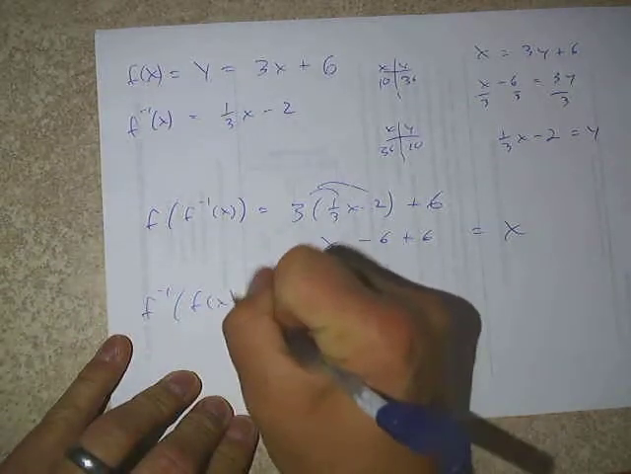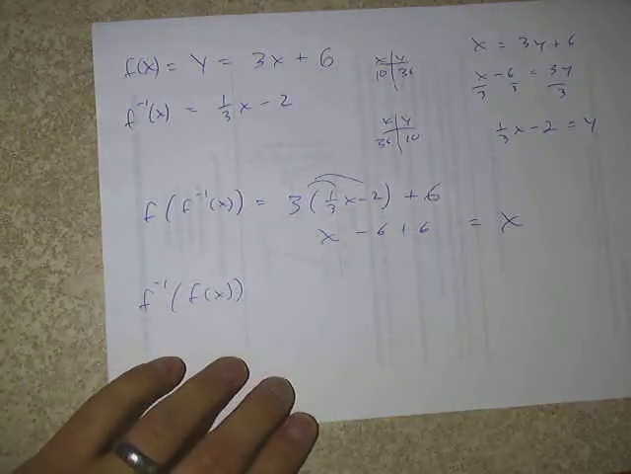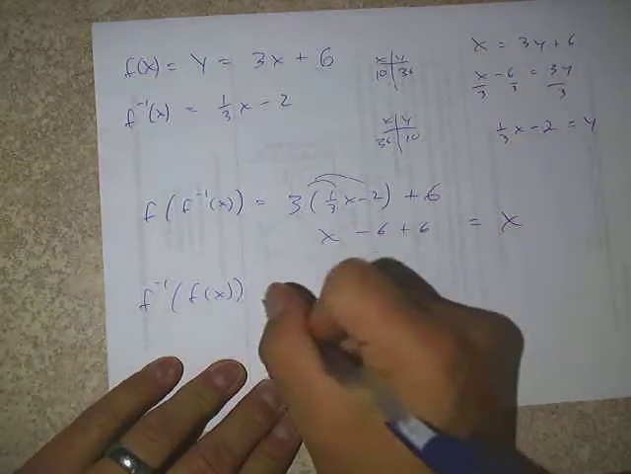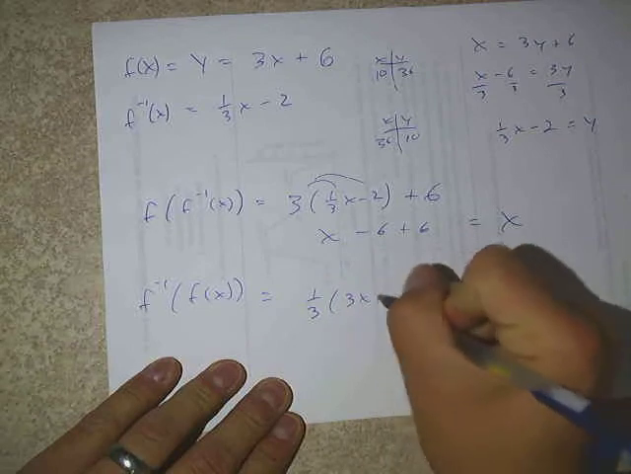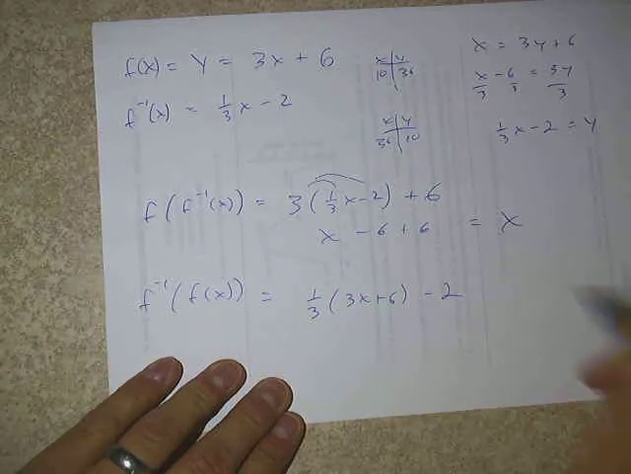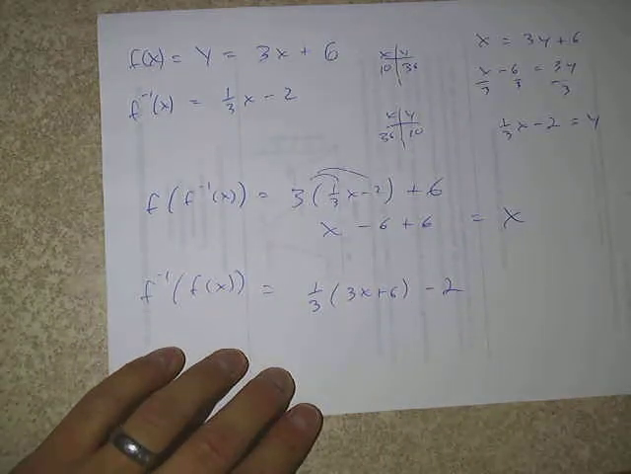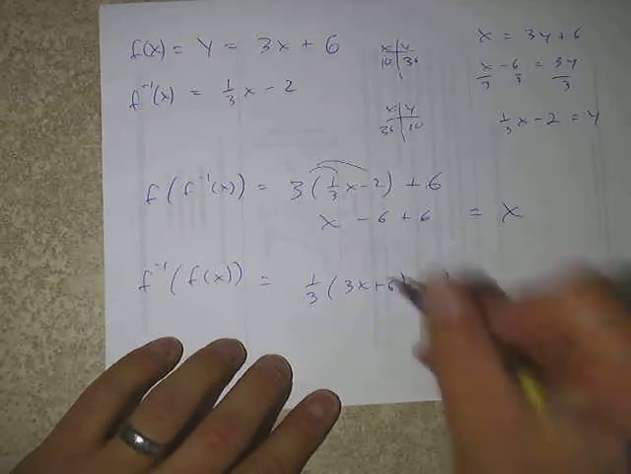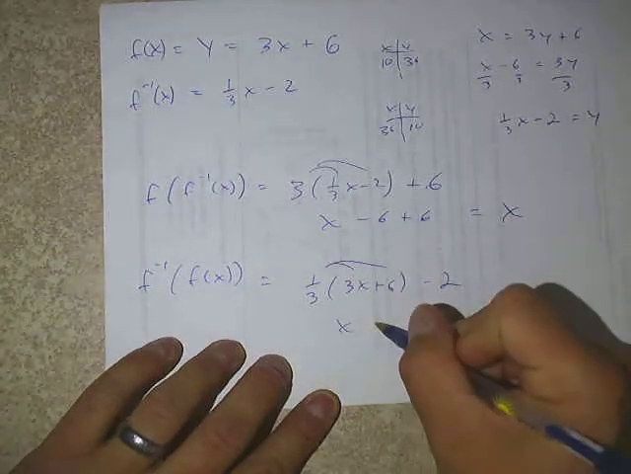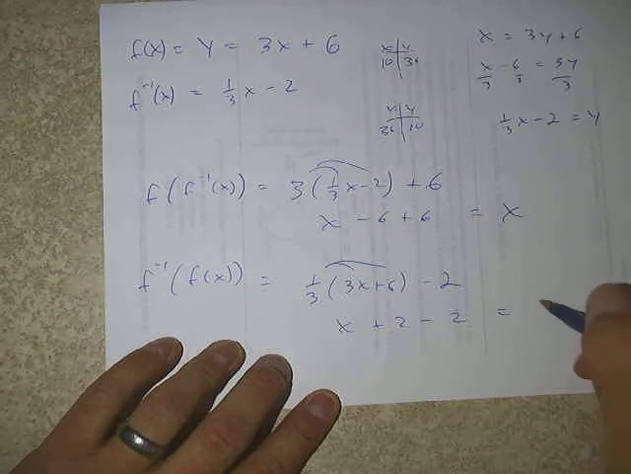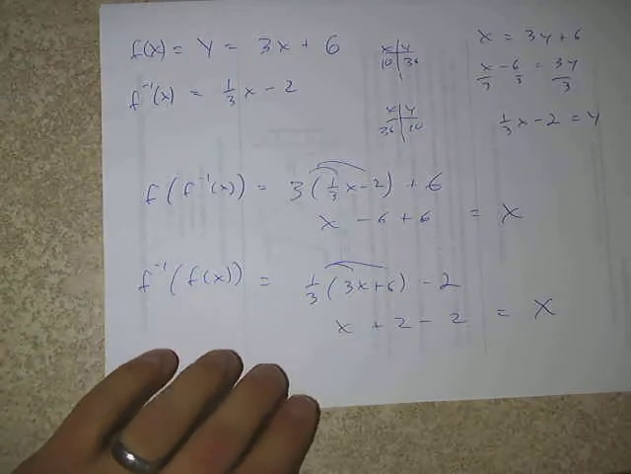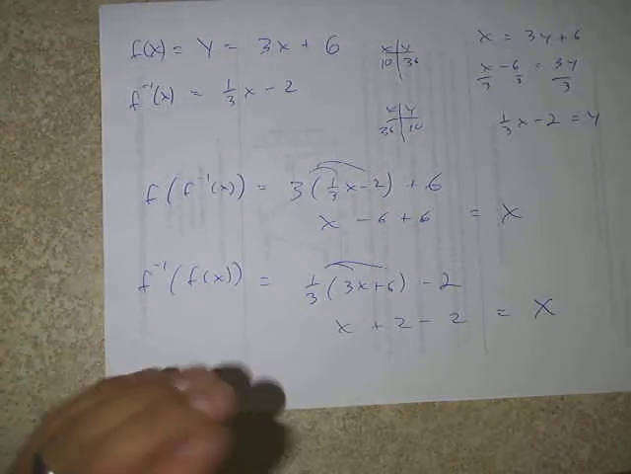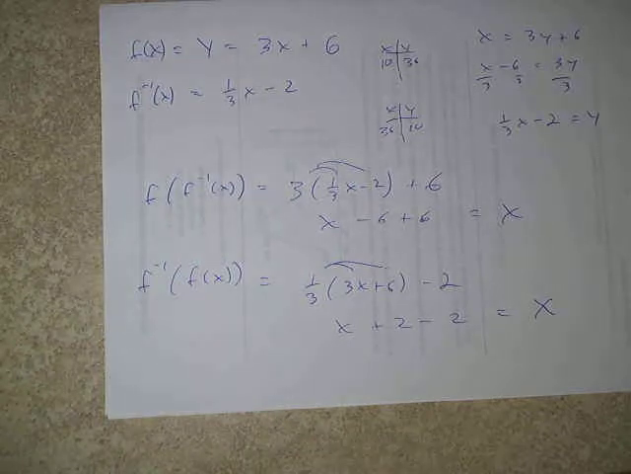That's good, but it's only half good. We have to do it the other way also. We have to do the inverse with the function plugged in. So if we do 1/3 times 3x plus 6 minus 2, so again we're taking f and we're putting it into the inverse, and we distribute again, we're going to get x plus 2 minus 2, which is what? x. And again, that's what we want to have happen.